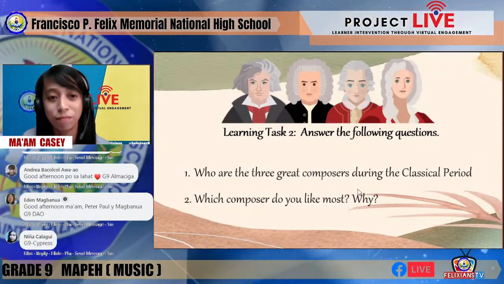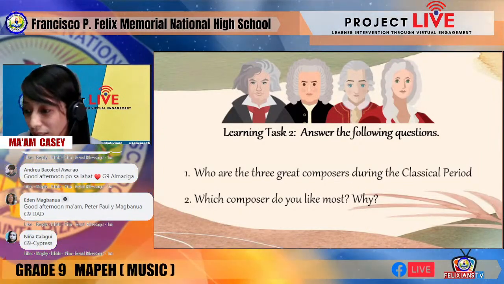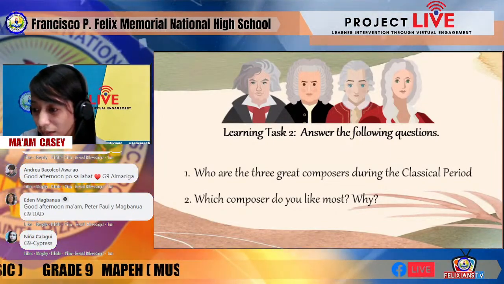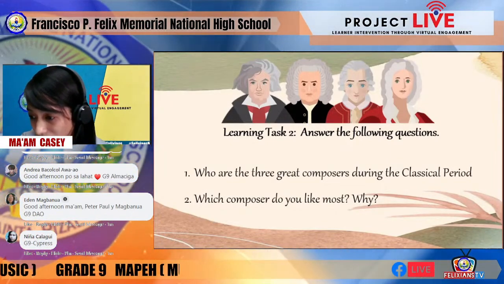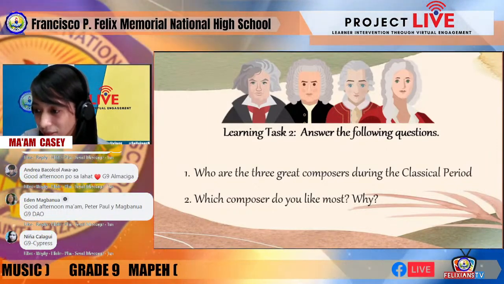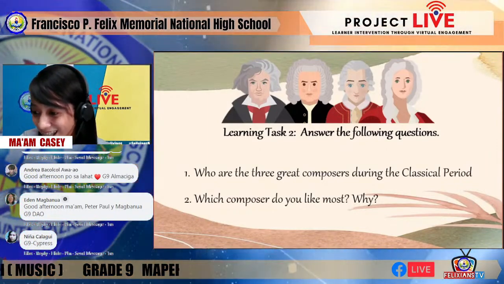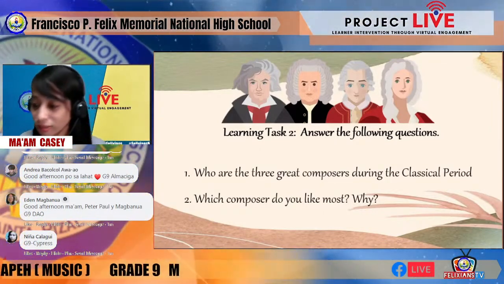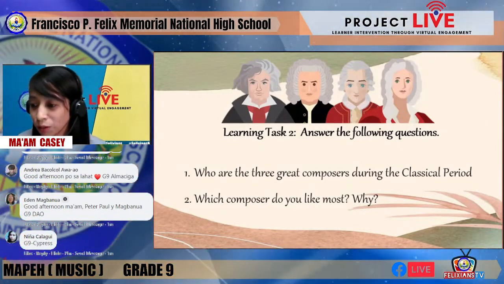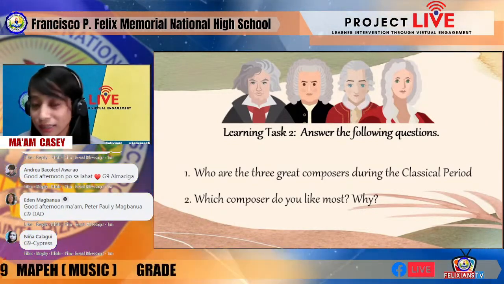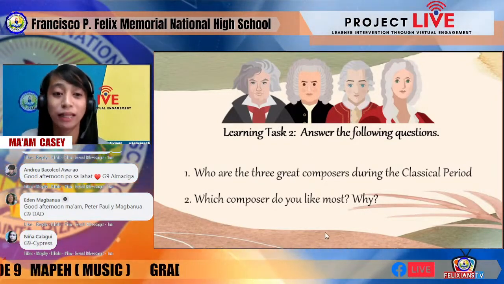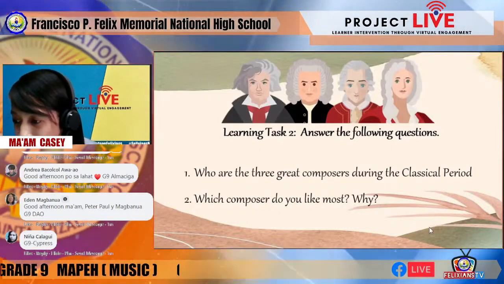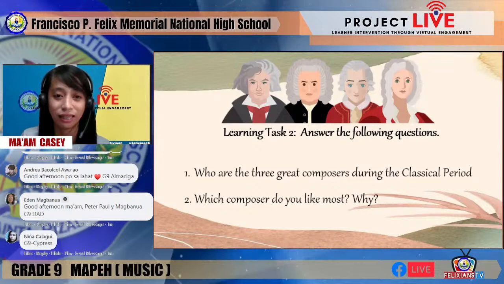Okay, so this time, may iba't iba tayong sagot. Some of the students like Joseph Haydn, yung iba gusto si Beethoven. Some of you like Mozart. Ayan. So why? Ba't gusto nyo sila? Pwede nyo i-type ang inyong sagot? Si Beethoven daw because relaxing yung music ni Beethoven or yung compositions ni Beethoven. Very good. Okay, good job, grade 9.